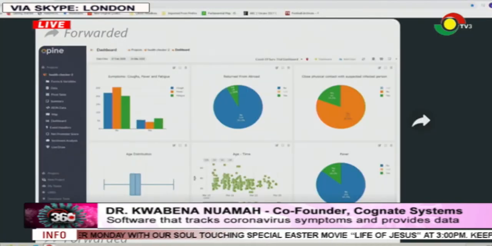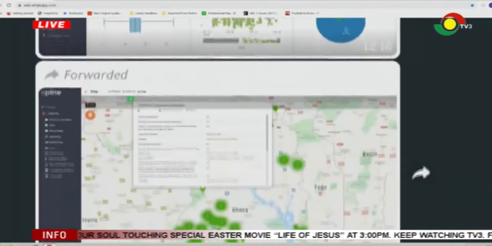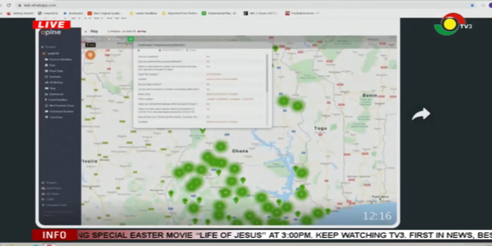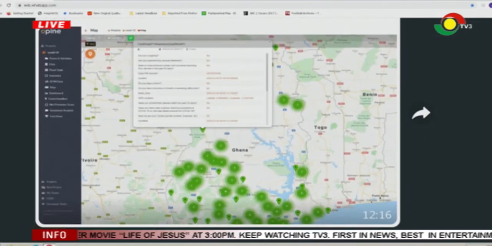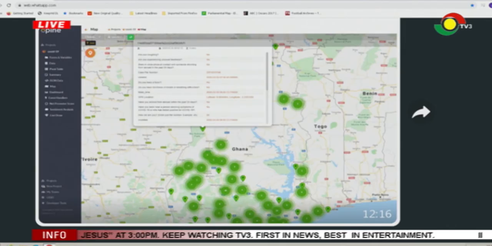You can use that to inform things like locking down. You can use that to inform contact tracing because individuals are sharing that information voluntarily. Now, that information is available on our data platform, and we've informed persons at the Ghana Health Service that we are ready to give them a way to use it to support or complement the work that they are also doing. But this is basically to complement their efforts.